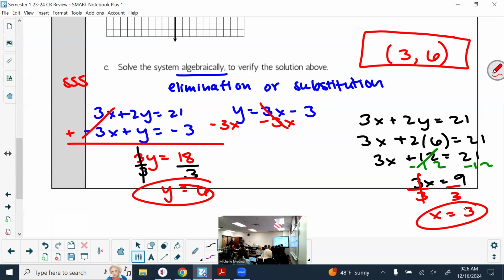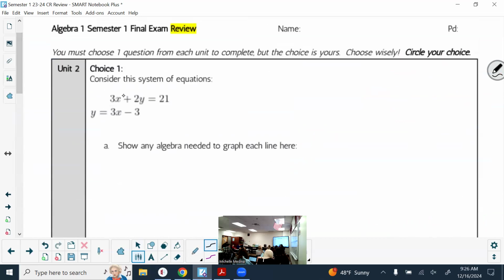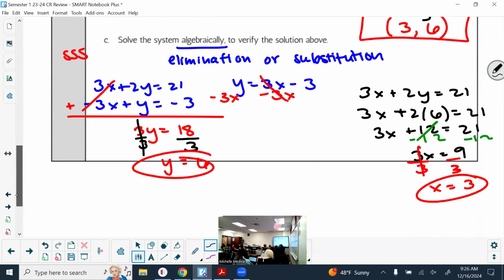Again, side note, I would totally accept if you got this as your answer when graphing in the previous one. Just plugging it in for x and y in both of your original ones to verify that it's a solution would work.